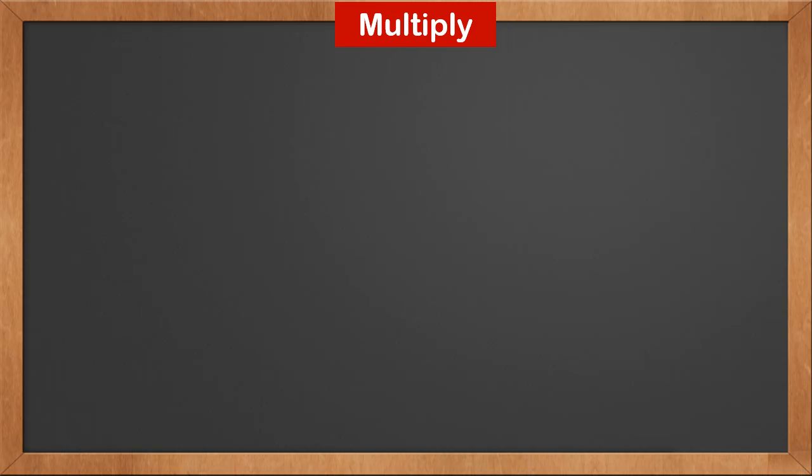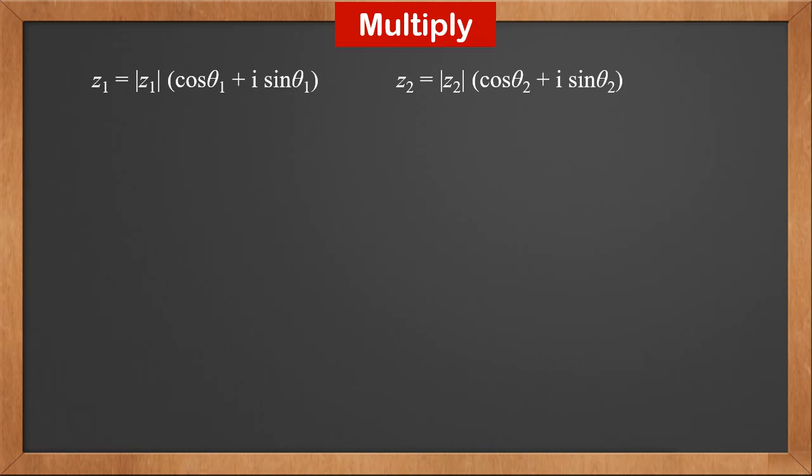Let's see what happens to the modulus and argument when you multiply two complex numbers. z1 is z1's modulus times cosine theta 1 plus i sine theta 1. z2 is z2's modulus times cosine theta 2 plus i sine theta 2. z1 times z2 is z1's modulus times z2's modulus, times cosine theta 1 plus i sine theta 1, times cosine theta 2 plus i sine theta 2.